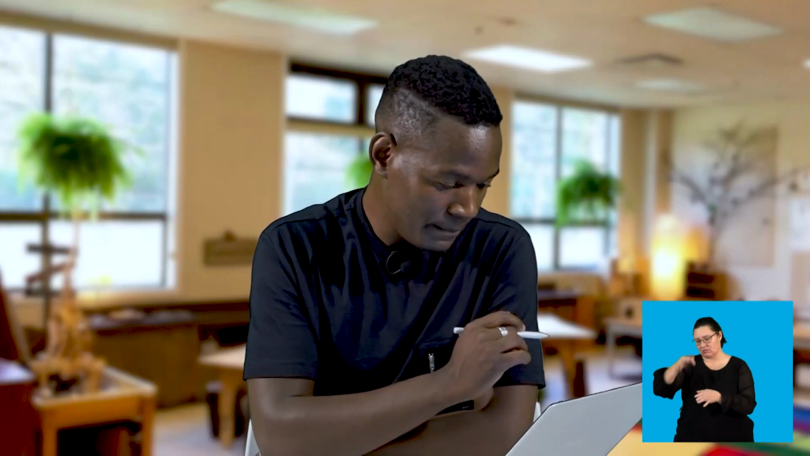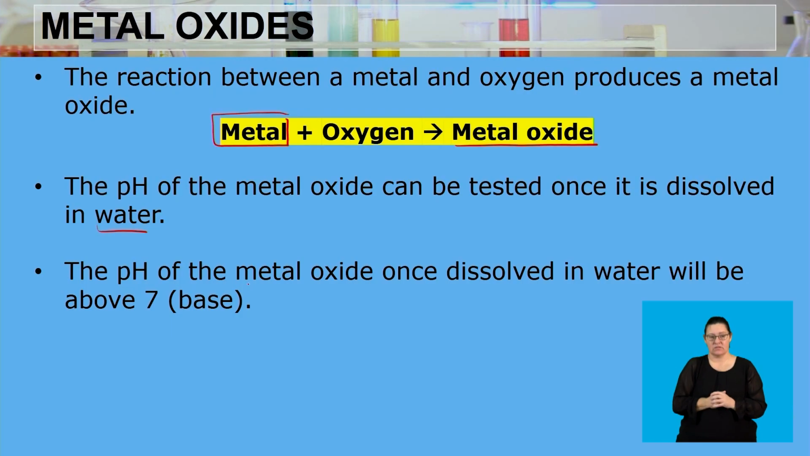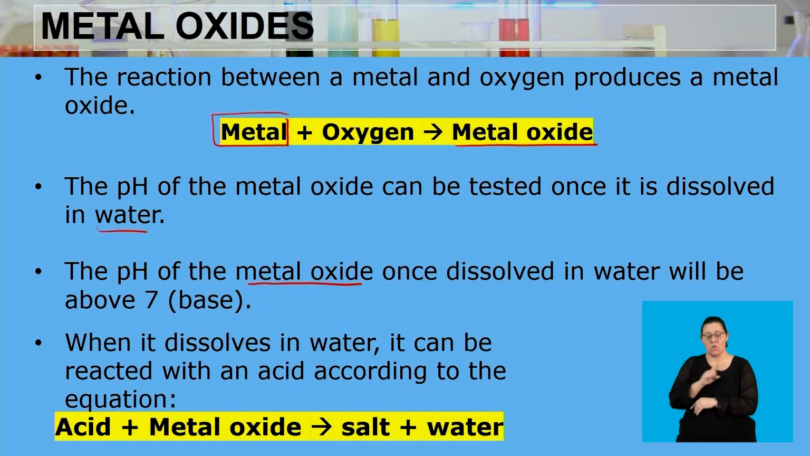We have different types of indicators. We can use the blue litmus paper, the methyl orange. There are a lot of them that we can use to test whether a substance is acidic or basic. The pH of a metal oxide, once dissolved in water, will be above 7. If something has a pH above 7, it's going to be basic, regardless of whether it's a strong base or a weak base. So our metal oxides are bases. Whenever they dissolve in water, we find that they are bases because they have a pH above 7. So when it dissolves in water, it can be reacted with an acid according to this equation.